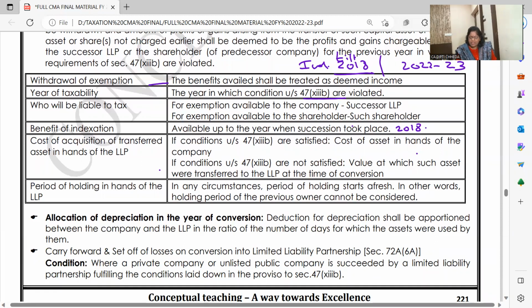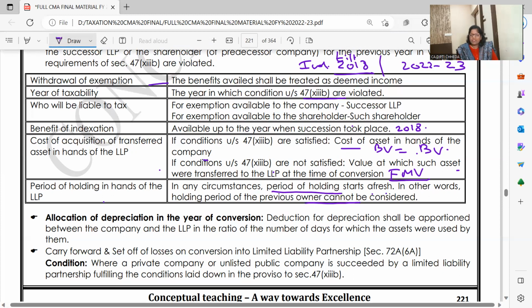What is the cost in case of a company? If you don't violate the conditions, then the cost means the book value. Here also book value. But if you violate, then the value at which such assets were transferred, that is the fair market value, you will take, and you will calculate the profit. Are you clear? Period of holding starts afresh.